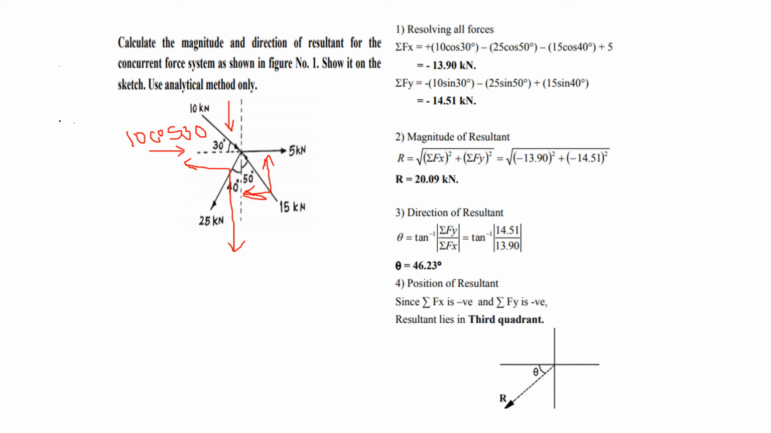And last, we will find the position of the resultant. Theta is 46.23, but summation Fx is negative and summation Fy is also negative. Since both the values are negative, it is the third quadrant. So the resultant lies in the third quadrant like this, and theta is the angle 46.23.